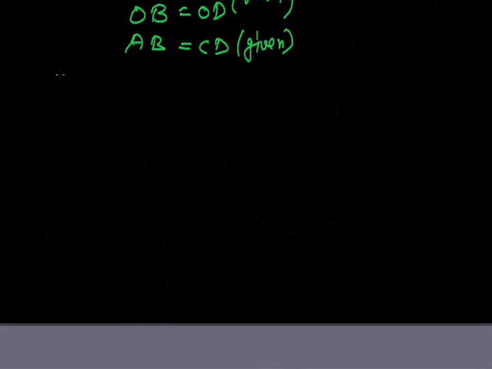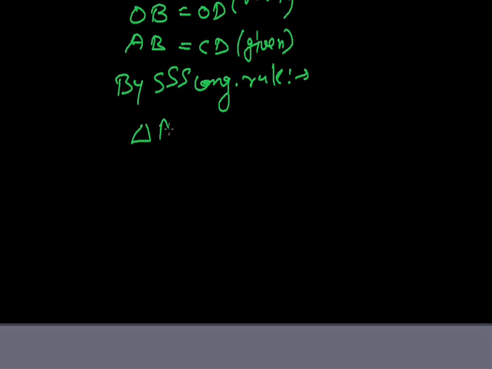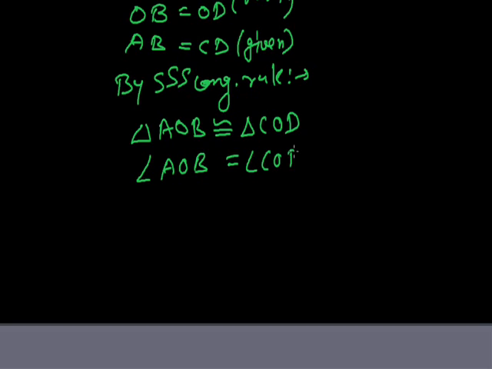Now, by SSS congruency rule, we can say that triangle AOB is congruent to triangle COD. So by CPCT, we can say that angle AOB is equal to angle COD. That is what we had to prove.